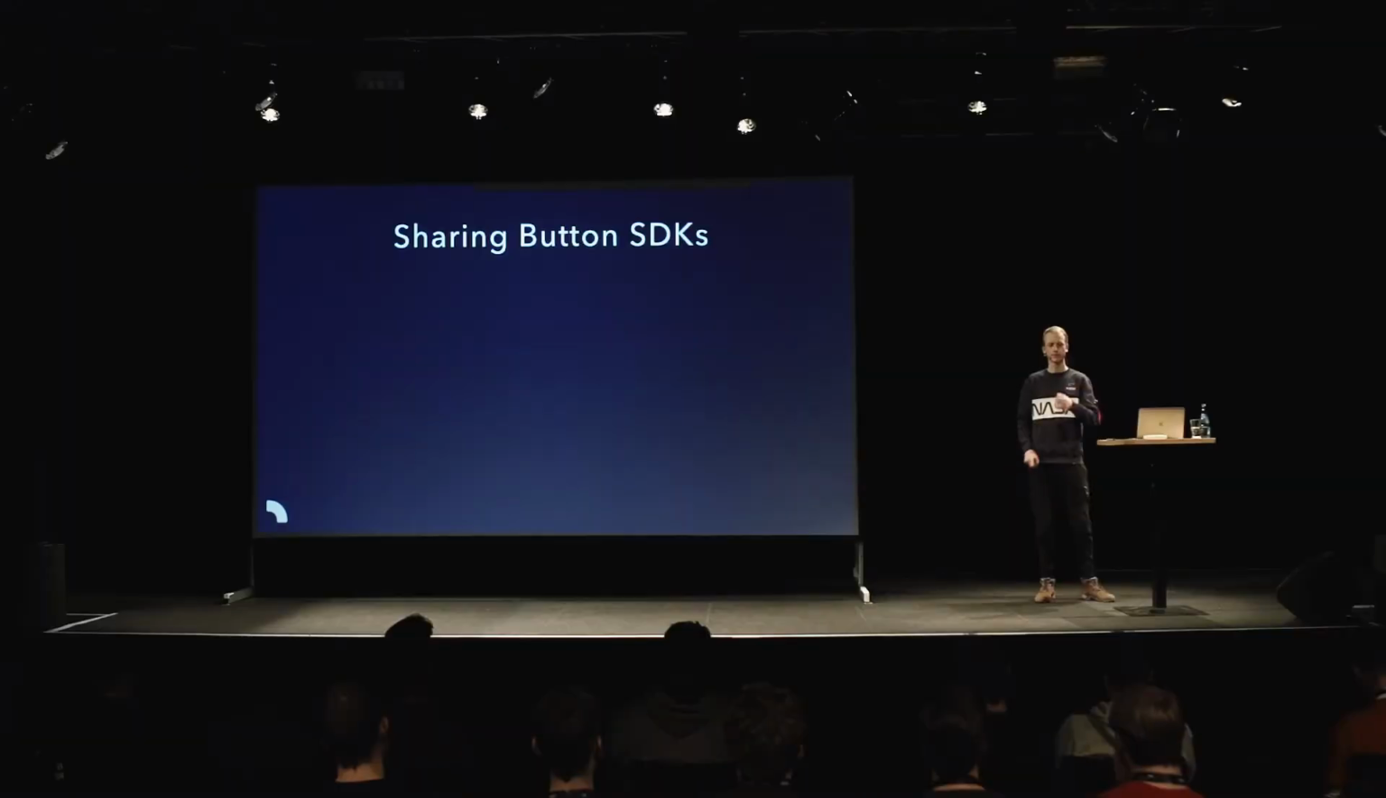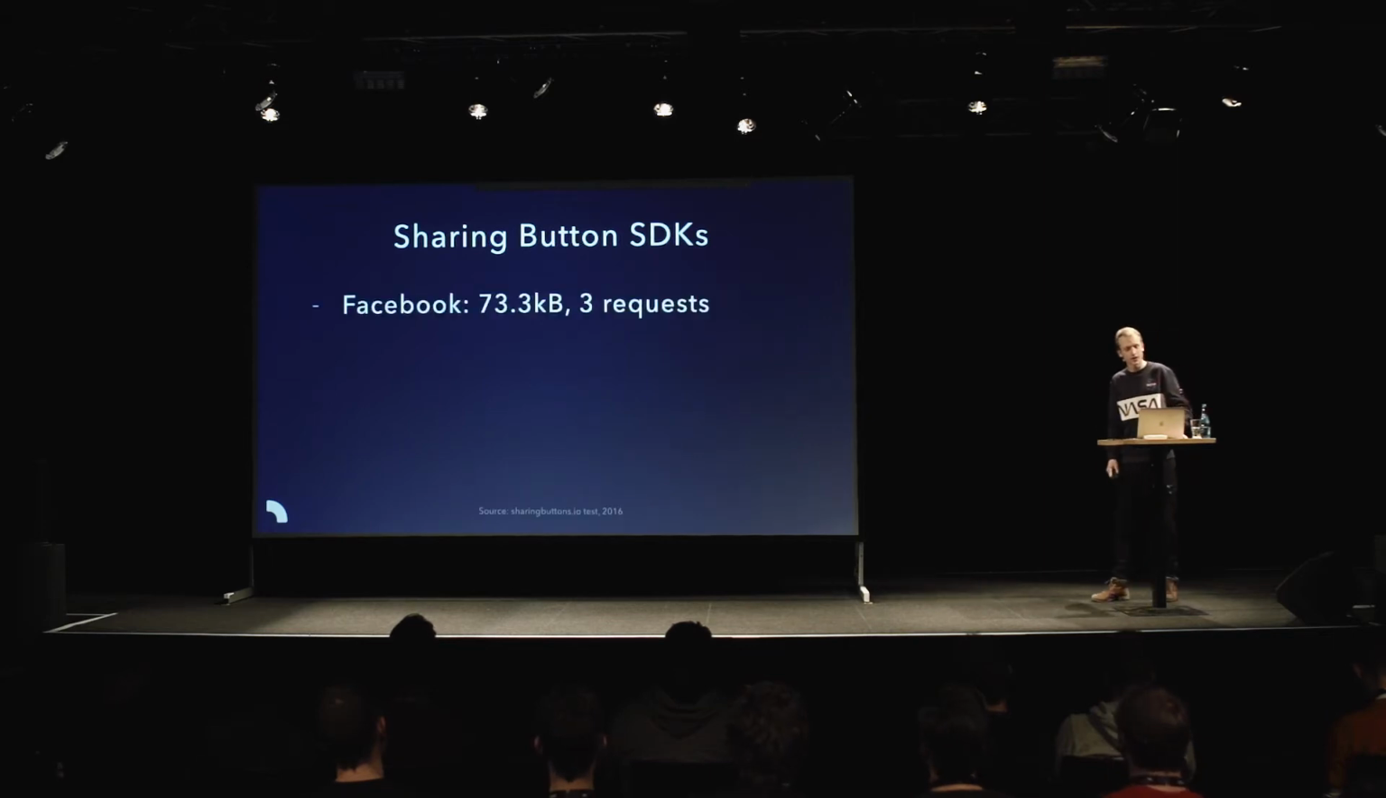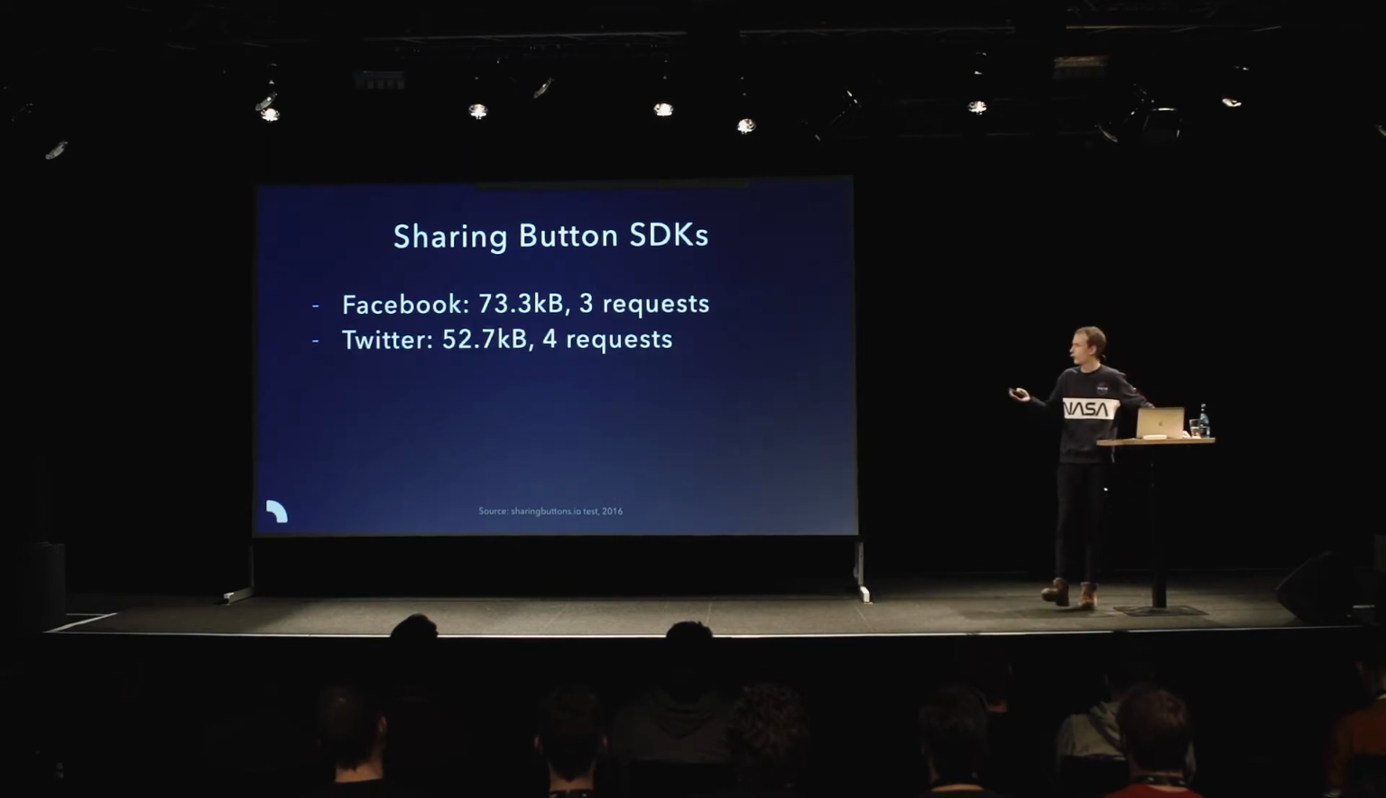And so I added those, and then I looked at my page, and my page got way slower. And I thought, why do a couple of buttons make my page so much slower? That doesn't make any sense. And so I looked into what exactly these sharing button SDKs were loading, right? For example, when you add the Facebook sharing button SDK, you're loading 73.3 kilobytes of JavaScript, and you're doing 3 network requests. On Twitter, it's 52.7 kilobytes of JavaScript and 4 network requests.